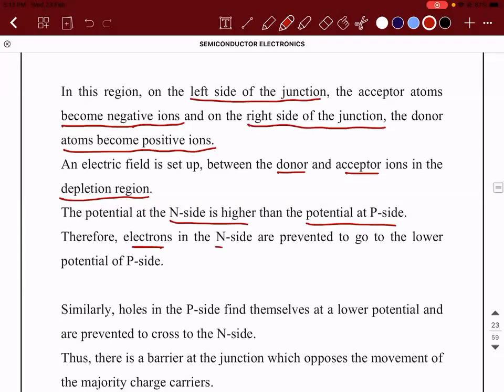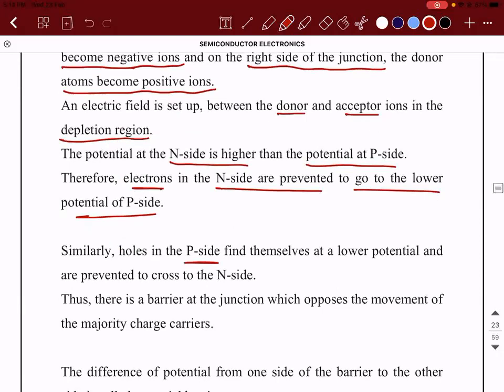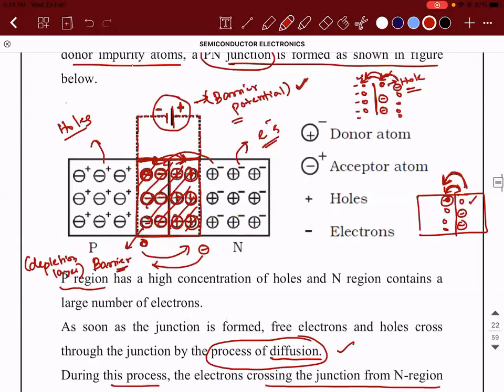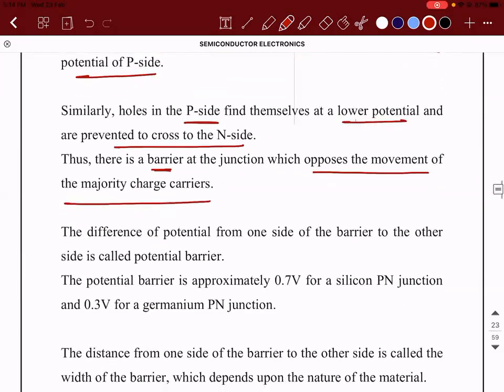Therefore, the electrons on the N side are prevented from going to the lower potential of the P side. Similarly, the holes on the P side find themselves at the lower potential and are prevented from crossing to the N side, due to which a barrier at the junction, which opposes the movement of the majority charge carriers, is formed. The difference in potential existing here is called the potential barrier, or barrier potential. Generally, the barrier potential is 0.7 volt for a silicon crystal, and 0.3 volt for a germanium crystal.